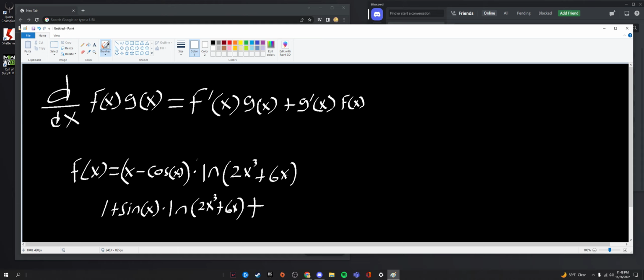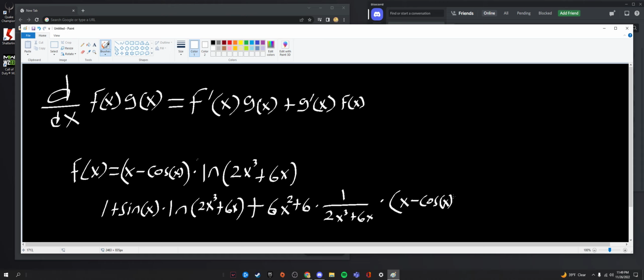In order to differentiate this, we're going to need chain rule, which states that we differentiate the inside multiplied by the derivative of the outside, the whole thing. So the derivative of the inside is simply 6x squared plus 6. And now we multiply by the derivative of ln of this, which is just 1 over that. So 1 over 2x cubed plus 6x. And now we multiply by the original f of x, which I should put some parentheses around. We have x minus cosine of x.